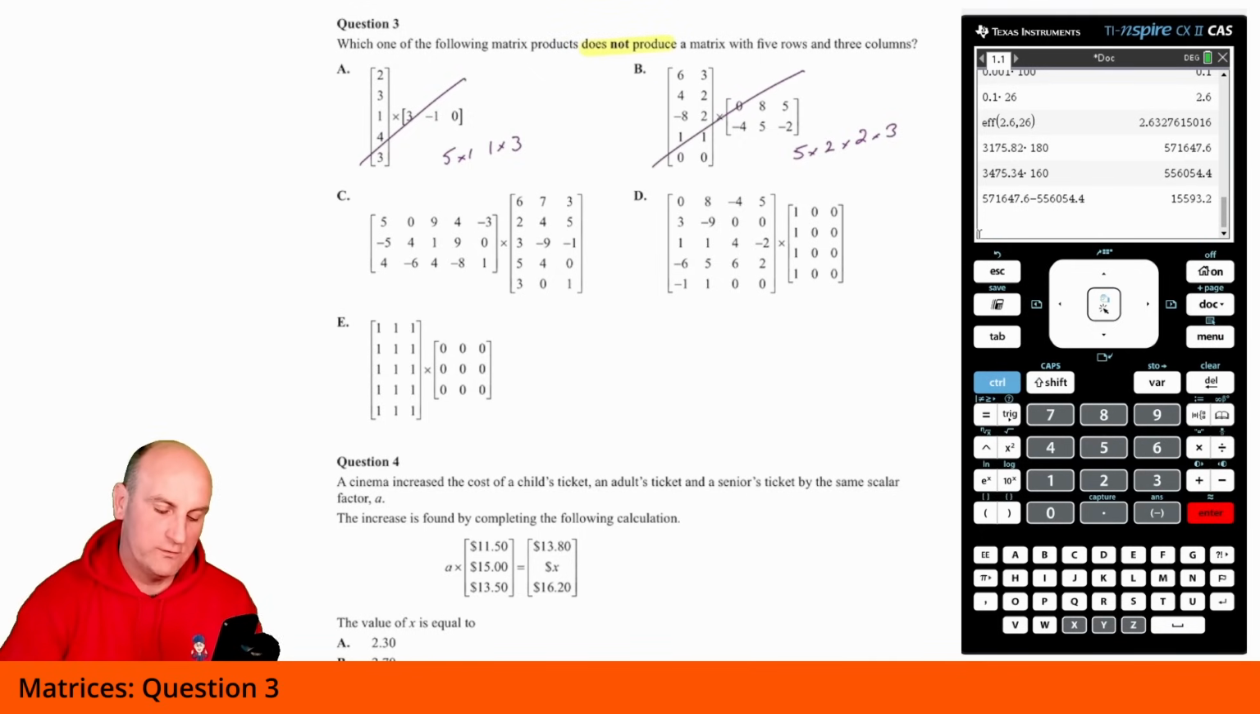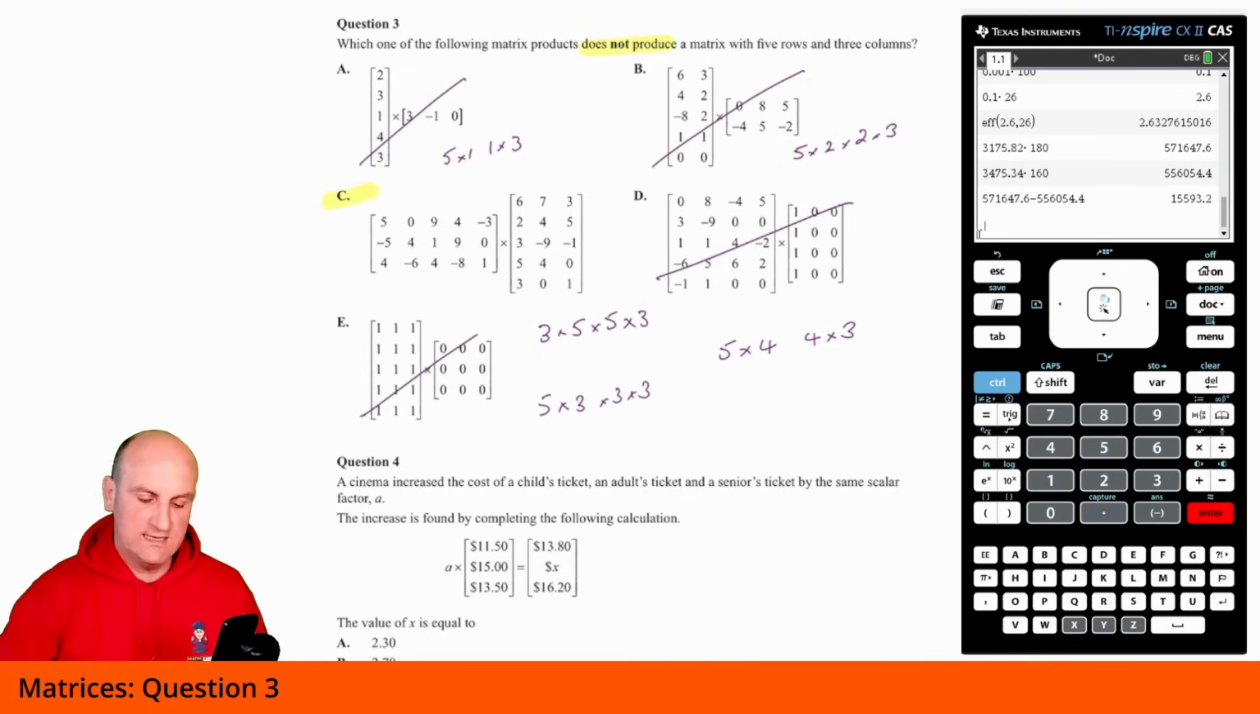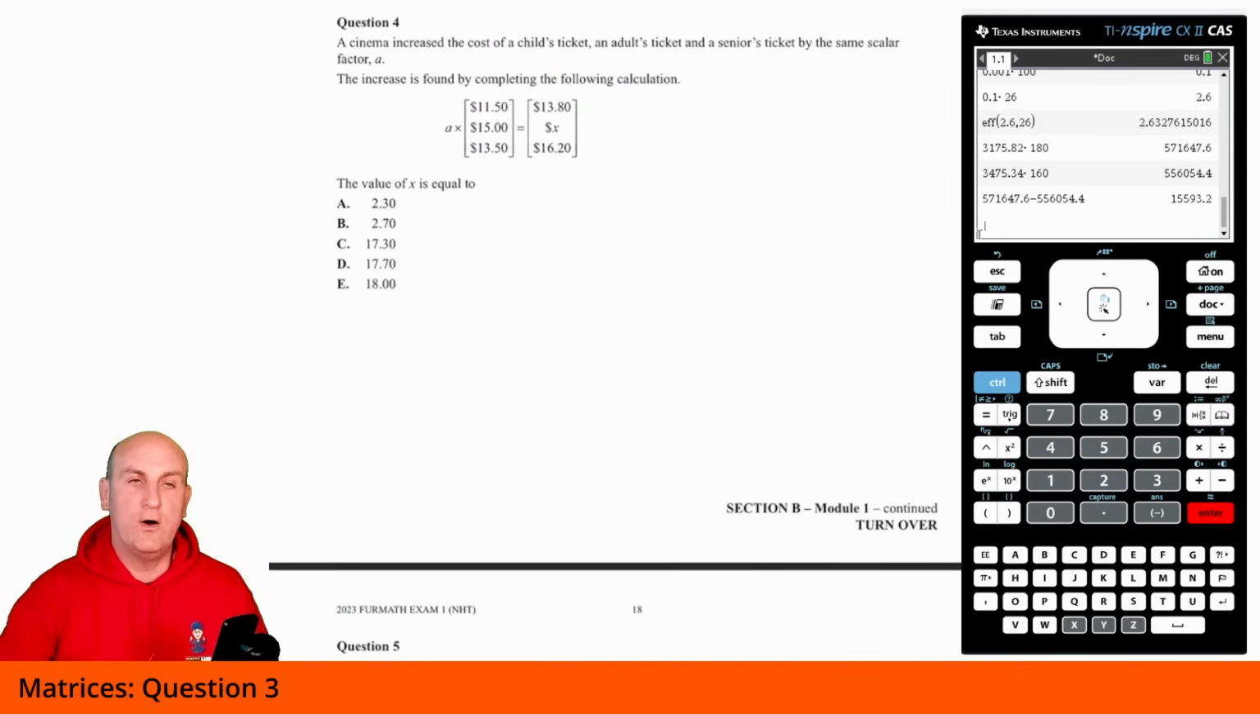What about this one? That's going to give me a 3 by 5 and a 5 by 3. That's going to give me a 3 by 3. Do I need to go any further? Probably not. If I'm fairly confident with what I'm going to do, C is my correct answer. But let's just go through to make sure. That's a 5 by 4 and that's a 4 by 3. Nah, and that one there is a 5 by 3 and a 3 by 3. And again, that will. So C, I'm liking this paper so far. That means it's undoubtedly going to get horrible soon.